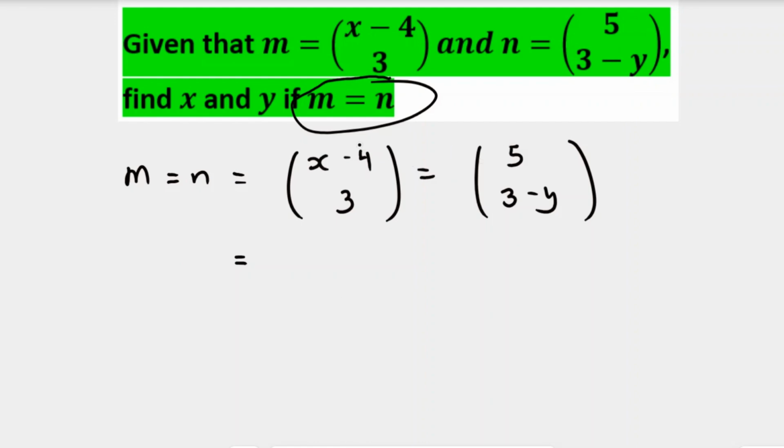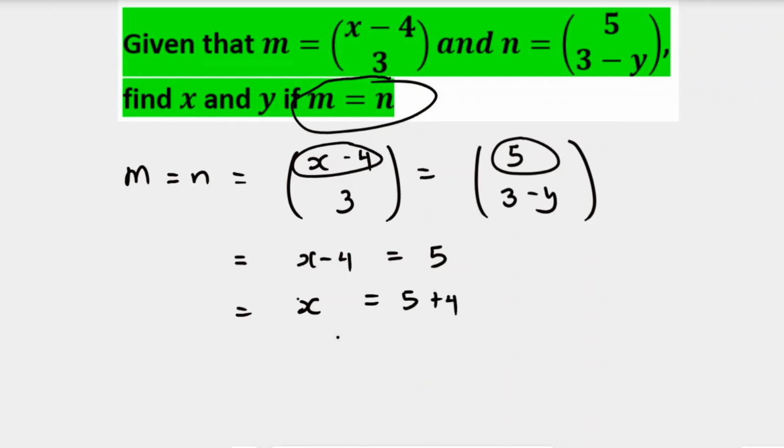So this component and that of this, they are equal. So take notice of that. So we can say that x minus 4 is equal to 5. So straightforward, let me find the value of x. So we can say that x is equal to, this is a simple equation, 5 plus 4. So x is equal to 9. That is it. Let's get the value of y.